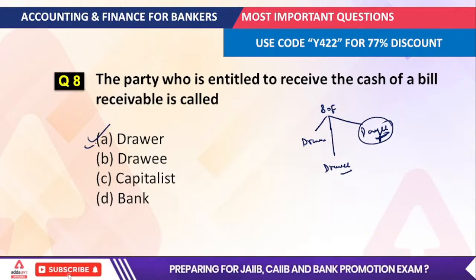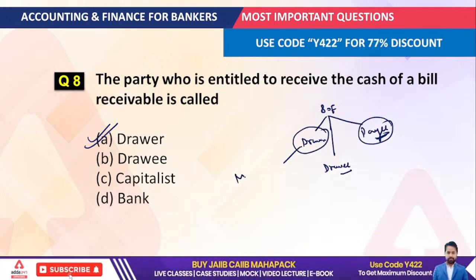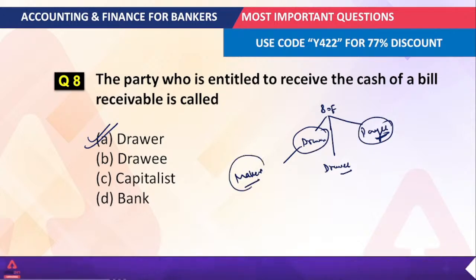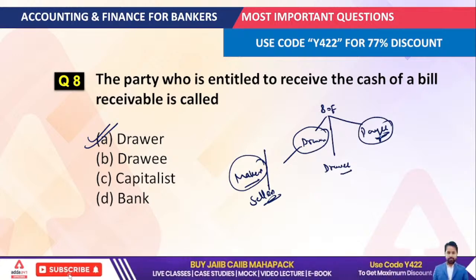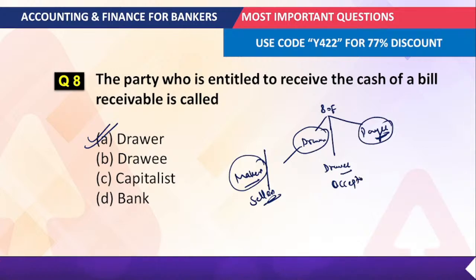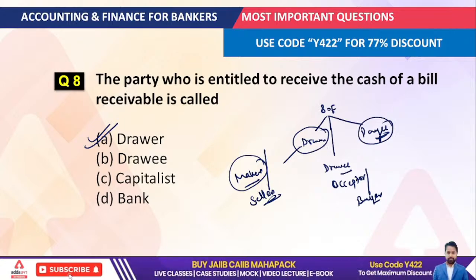Okay, so the correct answer is the drawer, and the drawer is known as the maker of the bill of exchange. You can also say that the drawer is the maker as well as the seller. When we talk about the drawee, it is understandable as the acceptor of the bill of exchange, because the drawee is the buyer in the bill of exchange. So that is a very important thing you have to understand.